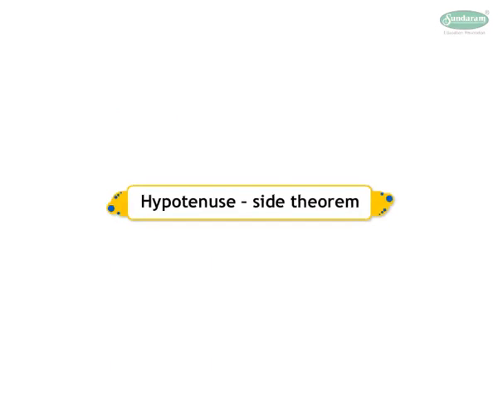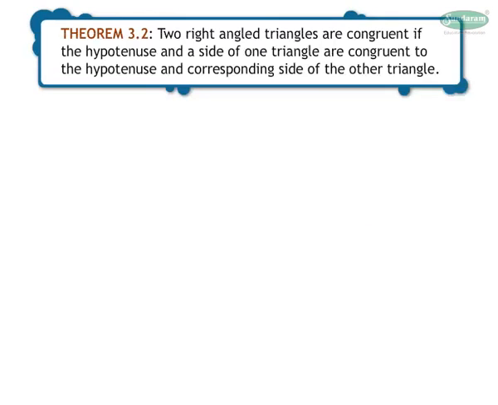Now let us study hypotenuse side theorem, theorem 3.2. Two right-angled triangles are congruent if the hypotenuse and a side of one triangle are congruent to the hypotenuse and corresponding side of the other triangle.